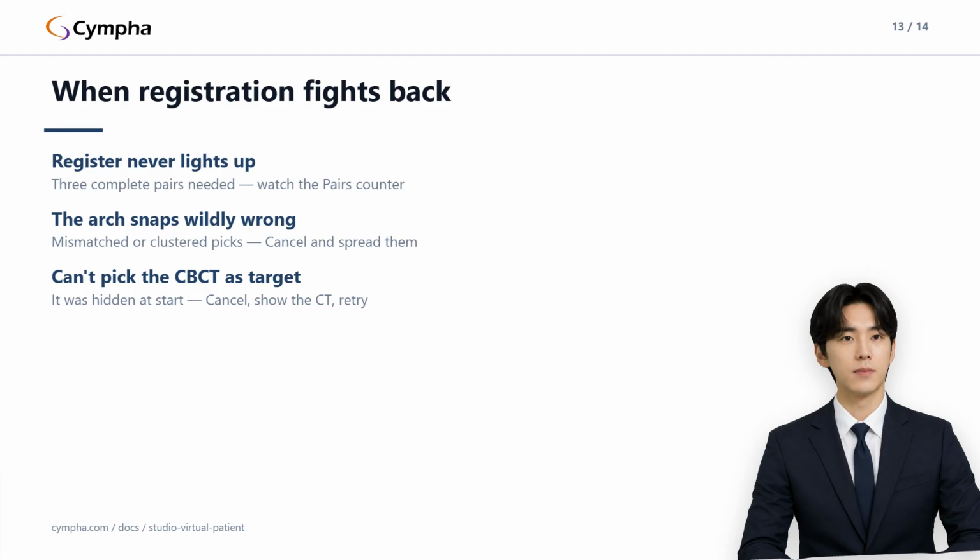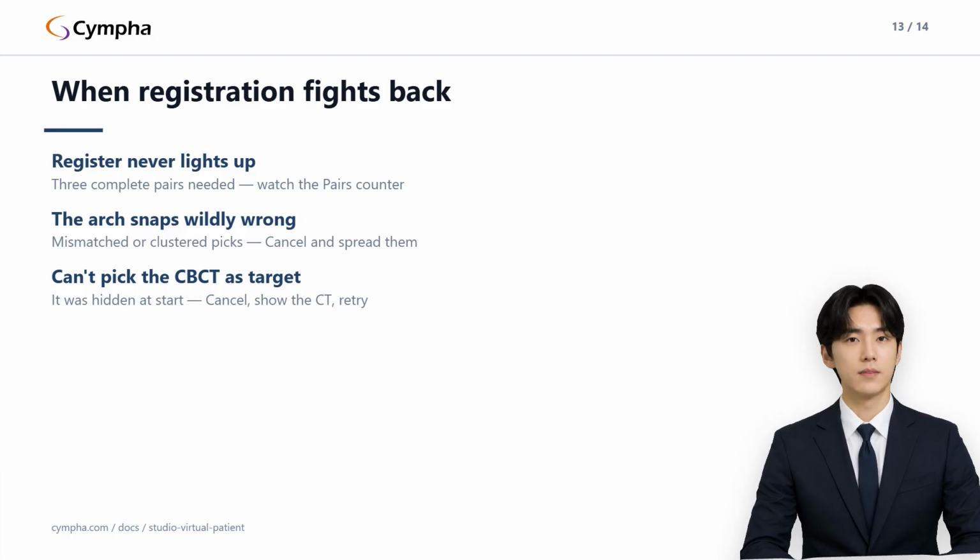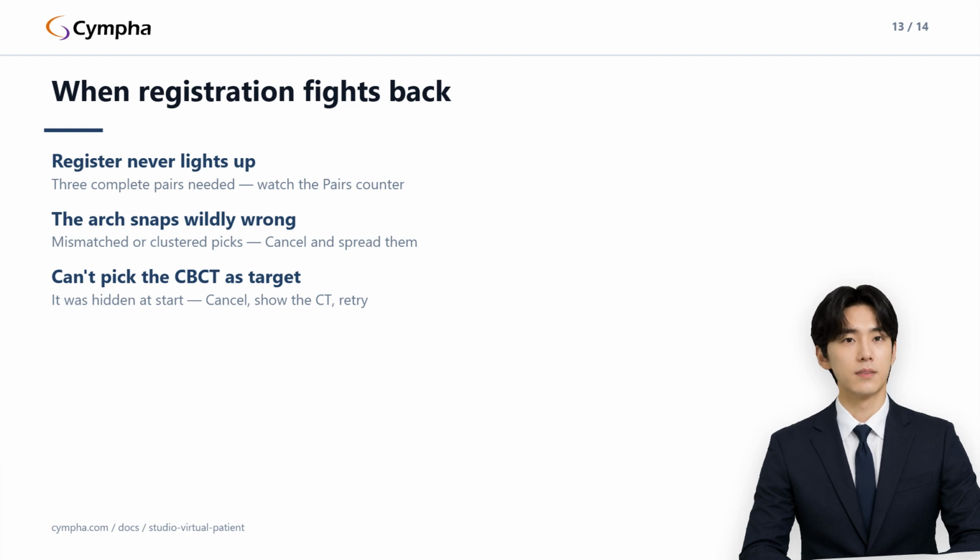Third, you can't pick the CBCT during a target step. The visibility snapshot taken when registration started didn't include the CT. Press cancel, turn the CT back on in View Tools, bump the opacity above 0, and set a sensible threshold. Then run register to again.